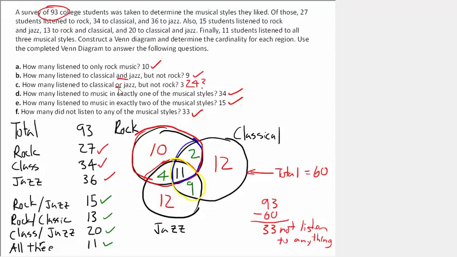How many listen to classical or jazz, which means either one, but not rock. I swear I made a typo there. Let's see. Classical or jazz, but not rock. And it doesn't say both classical and jazz. It says or.